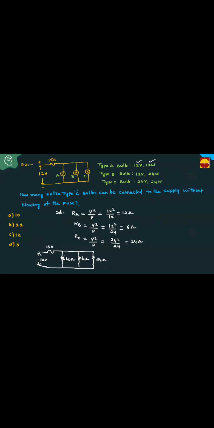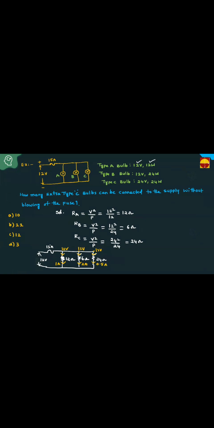Now, can you find this current, this current and this current, students? You have to calculate those currents. It is 12 volts here, also 12 volts here, and here also 12 volts. Then 12 by 12 equals 1 ampere. 12 by 6 equals 2 amperes. 12 by 24 equals 0.5 amperes. Clear?